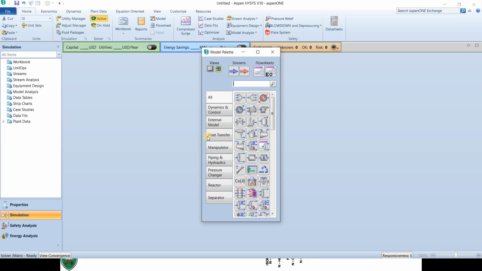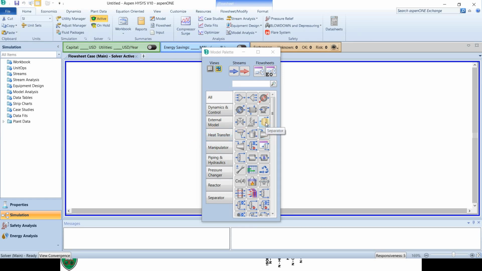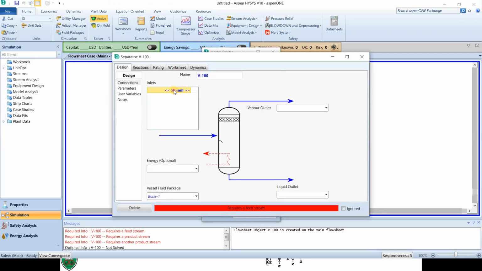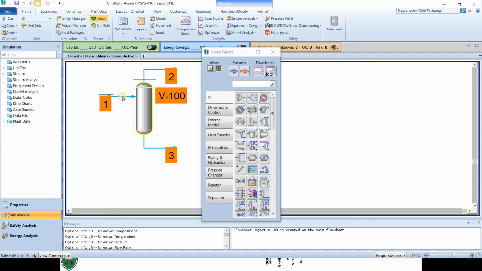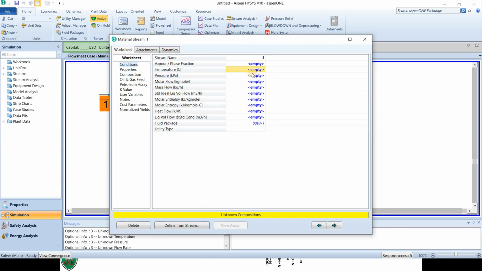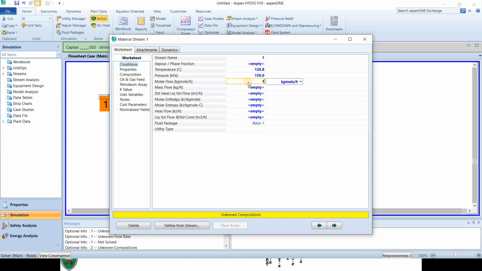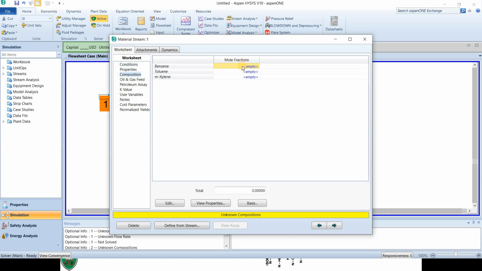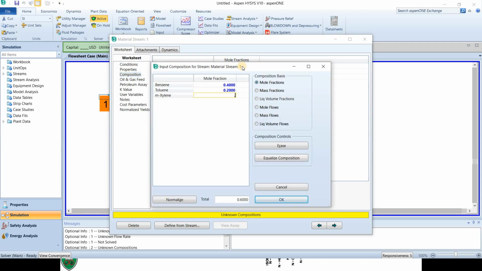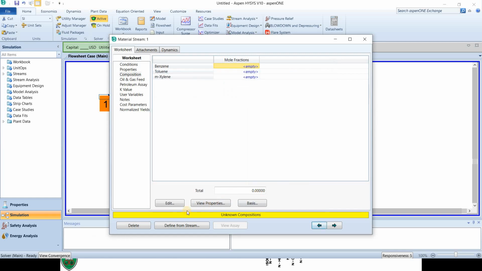And for flash calculations, we need to use a flash separator. The flash separator in Hysys is here. So I'm going to put stream 1 here, stream 2 here, and stream 3 here. And I'm going to fill stream 1, which is the feed stream right now, with temperature of 400 kelvin and pressure of 1.5 bar, molar flow rate of unity, and the composition is 0.4, 0.2 and 0.4.